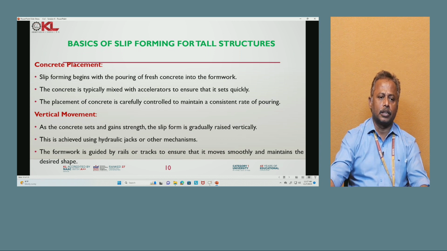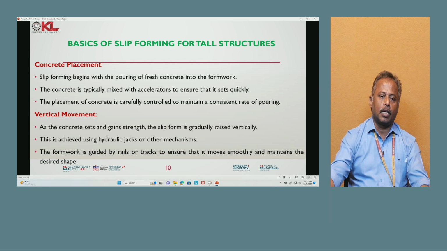Next, concrete placement. Slip forming begins with the pouring of fresh concrete into the formwork. The concrete is typically mixed with an accelerator to ensure that it sets quickly.